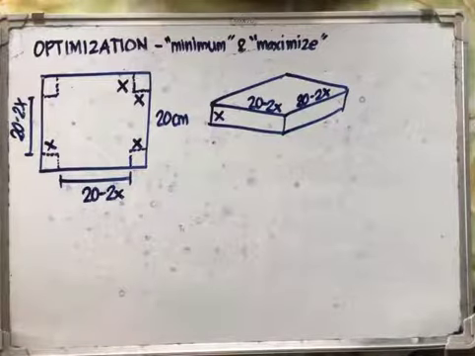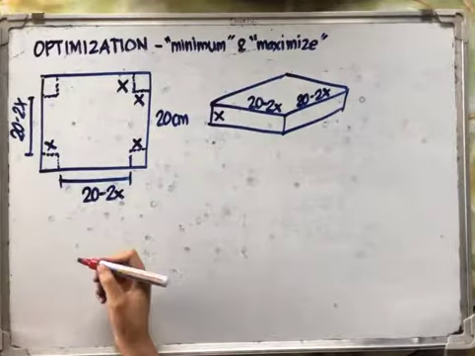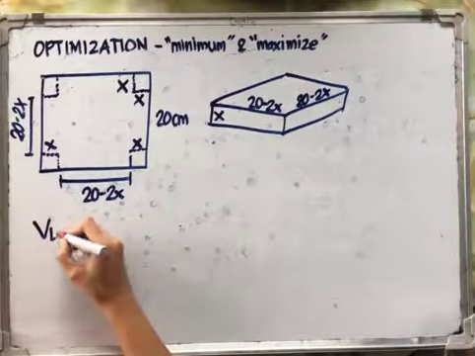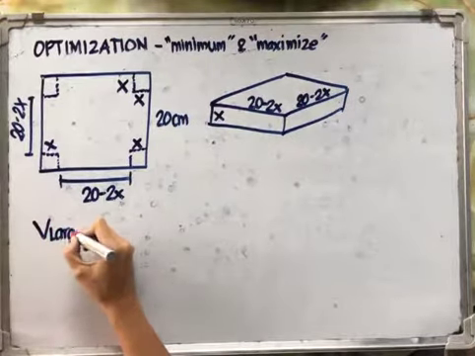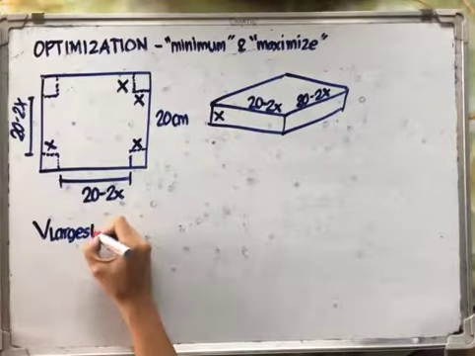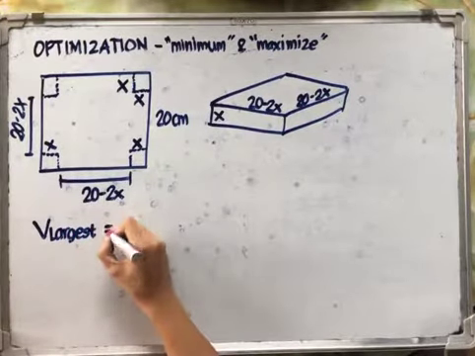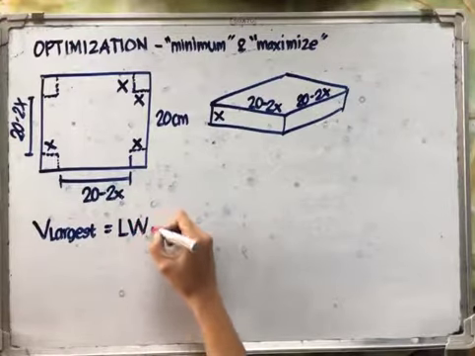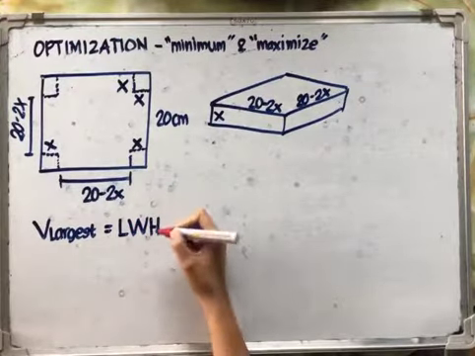Sana clear sa inyo yung ganyan. Alright? So, given that drawing now and given that analysis now, let's proceed to our step 1. Step 1 is to establish your equation to be optimized. So that is volume. Volume daw ang gusto niyang largest. I'll put it here. What would be the dimension for largest volume? So, volume of a rectangular prism is length times width times height.